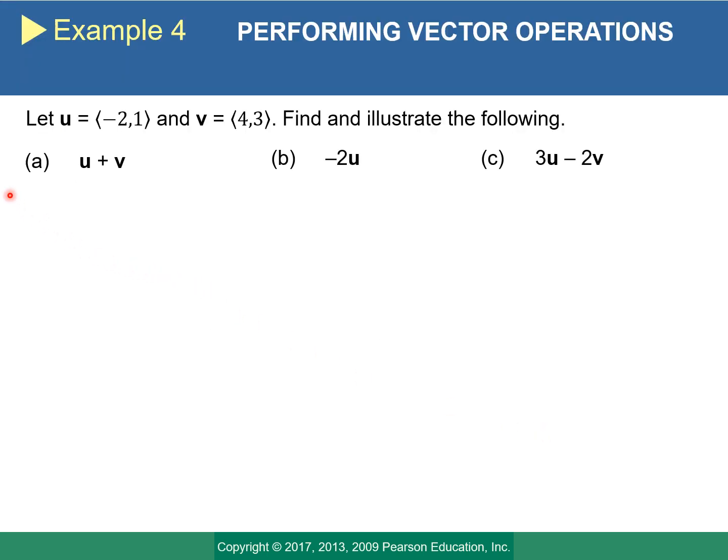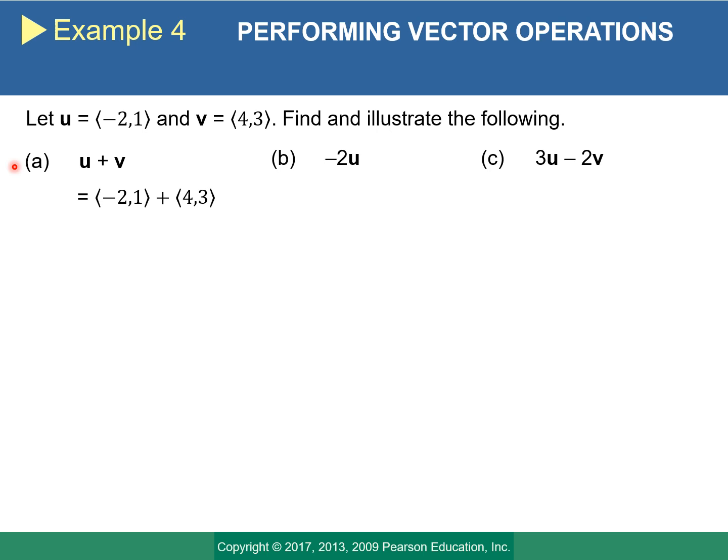So let's try out these operations. Given my two vectors, u is (-2, 1) and v is (4, 3), let's find the following a, b, c, and we'll draw them as well. So a is u plus v. If you want to pause this and try these out on your own based on the operations we just discussed, go ahead and do that.